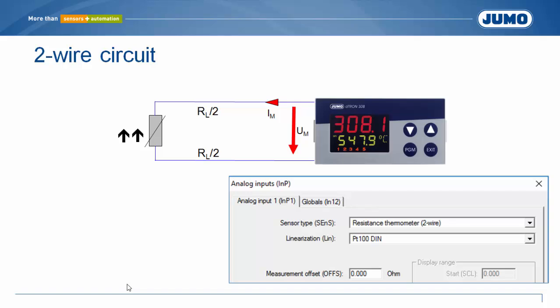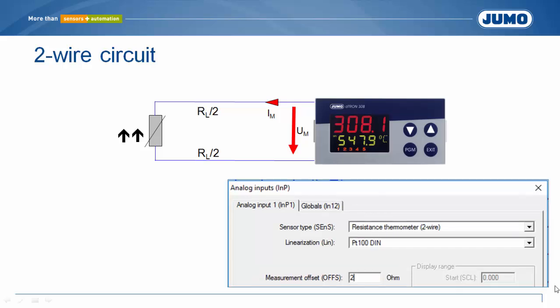The measured resistance corresponds to the sum of sensor and wire resistances. There is a systematically higher resistance and thus a higher displayed temperature. The 0-point adjustment is carried out with most JUMO field devices by entering the line resistance. An example: if the resistance of the lead of a PD100 is 2 ohms, the temperature display is about 5 Kelvin too high. The 0-point is adjusted after input of the line resistance.